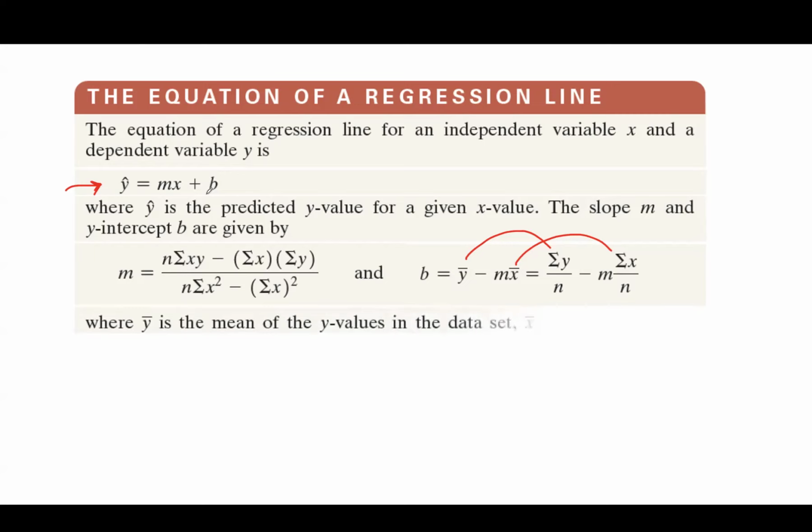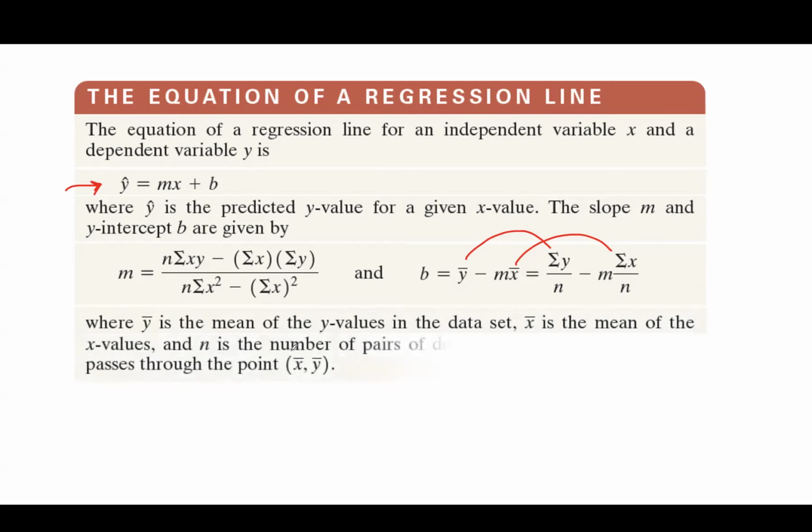So as we mentioned, y bar is the average of all y values, and x bar is the average of all x values. And n is the number of pairs of data in your collection. The regression line always passes through the point x bar, y bar.